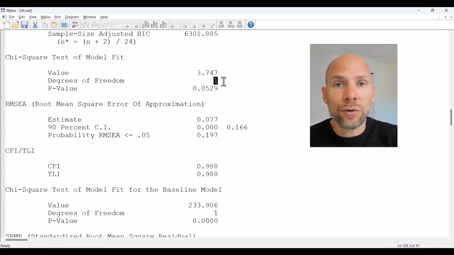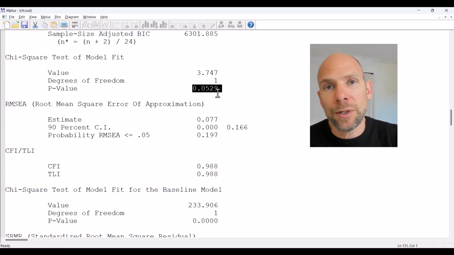So rather than having 2 degrees of freedom, this model has only 1 degree of freedom, but it's still over-identified because it still constrains the variances to be equal across the 2 variables. And so that's still a testable assumption. And you can see the p-value here is borderline, so 0.05. So strictly speaking, we would still reject the null hypothesis that the model fits exactly in the population.